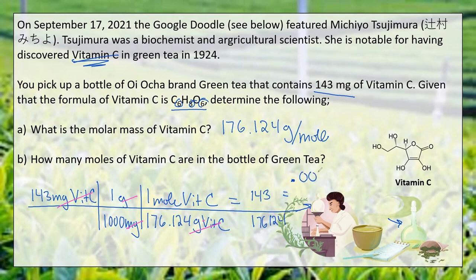So I have to convert it to scientific notation. I get 0.000812. So I go into scientific notation, 1, 2, 3, 4, and I get 8.12 times 10 to the -4, because we went this direction, moles vit C.